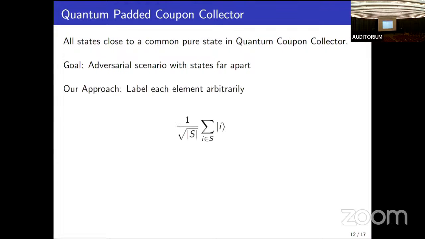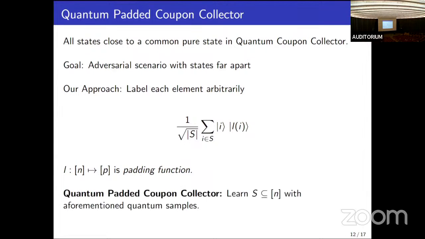The way we do that is by labeling each of the elements arbitrarily. Given on the screen here is a quantum sample for the original quantum coupon collector problem. We modify it by appending a ket l_i corresponding to each ket i, where L is a function from the set of n natural numbers to the set of first p natural numbers, which we refer to as the padding function, and each l_i we refer to as the padding. Once I've defined these quantum samples, the problem of quantum padded coupon collector is just trying to learn S, not with the original quantum samples, but with these quantum samples.